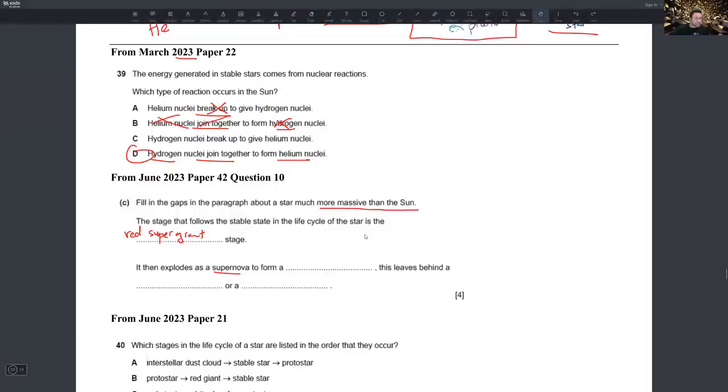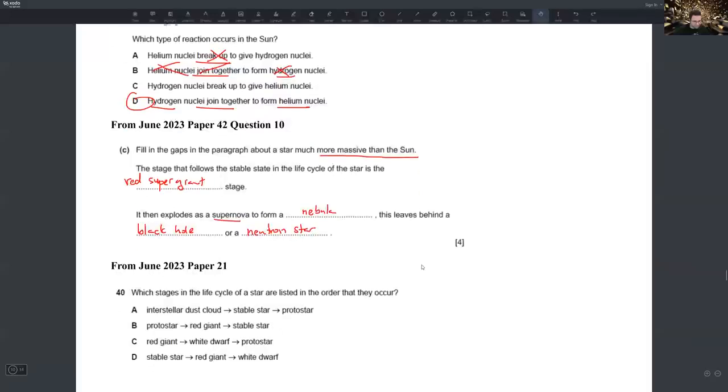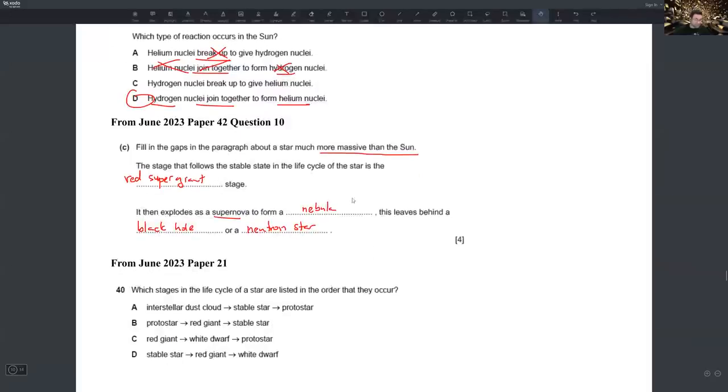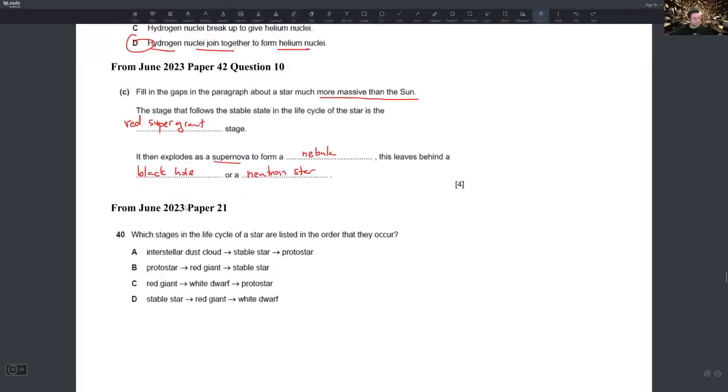So when it explodes, it forms a nebula, right? It makes a new nebula, leaving behind either a black hole or a neutron star. So it's still kind of like a star, it's glowing. It's just not as bright as a regular star. So just memorize the order, obviously. This next question proves it.